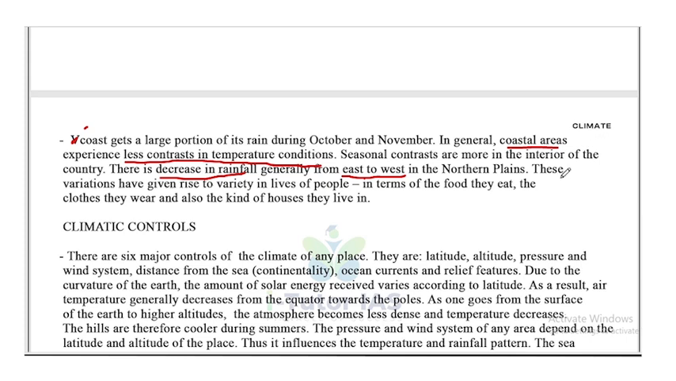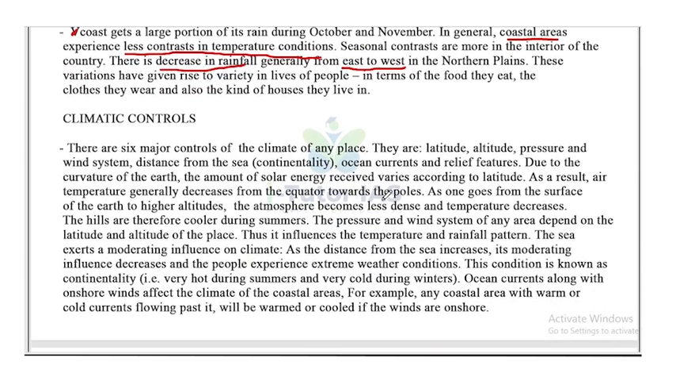Now, these variations have given rise to variety in the lives of people in terms of the food they eat, the clothes they wear, and also the kind of houses they live in. Okay, so these all are connected to the climate of a region, or the weather condition of the place. Okay, now moving forward, climatic controls.